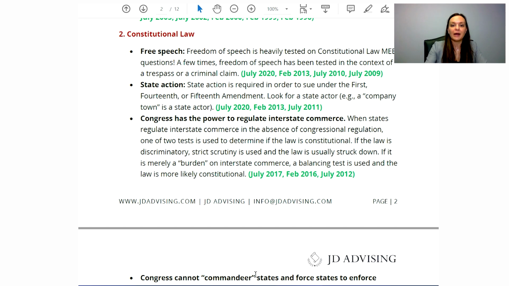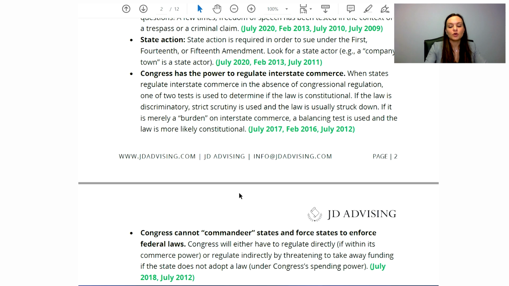The next thing I want to point out here is the fact that Congress has the commerce power. So when it comes to the Dormant Commerce Clause, we're always a little bit skeptical when states are attempting to regulate interstate commerce, since this is technically a power that belongs to the federal government. There are different tests you should be familiar with. One of the tests applies when the law passed by the state is discriminatory. In other words, when the purpose is to favor in-state versus out-of-state. If that is the case, it's going to be unconstitutional and struck down.